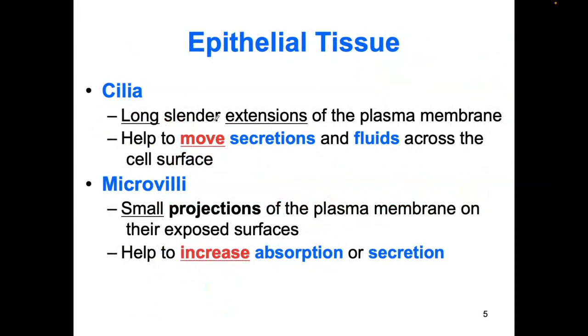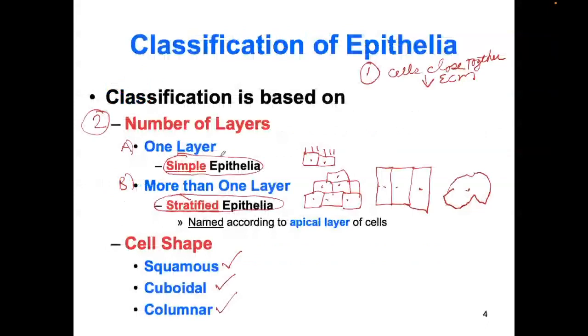Now, sometimes on these cells, we will have long, slender extensions that come off of the cell membrane, and they are referred to as cilia. Cilia help to move secretions and fluids across the cell's surface. So maybe over here, we may have cilia, and the cilia beat rhythmically. They're going to move, maybe in this direction, or maybe they sweep in this direction.